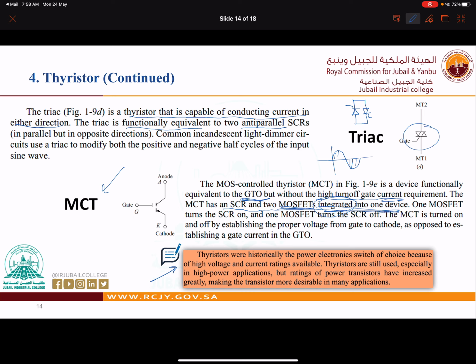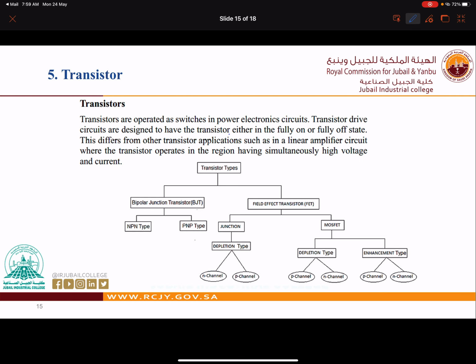Now, to conclude the thyristor, shabab, inshallah, if you go to the industry, you will see that they need to control DC motors. Then they are going to have an AC supply converted to DC through the thyristors. Okay, they are using thyristors. So the thyristor is the most common electronic switch in the industry.